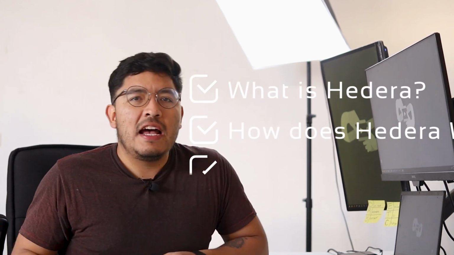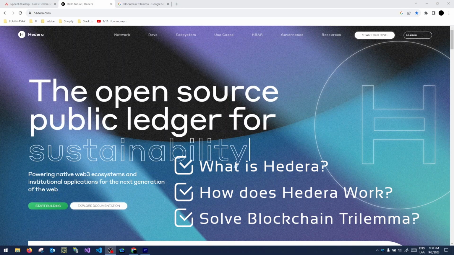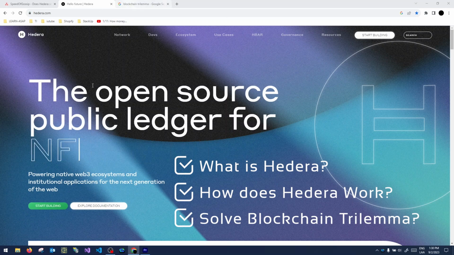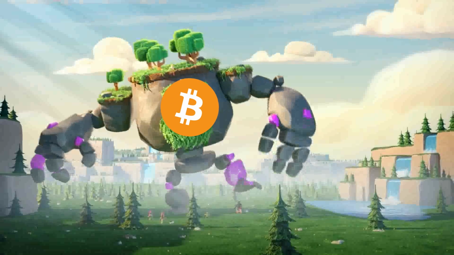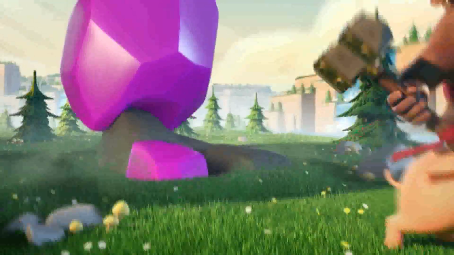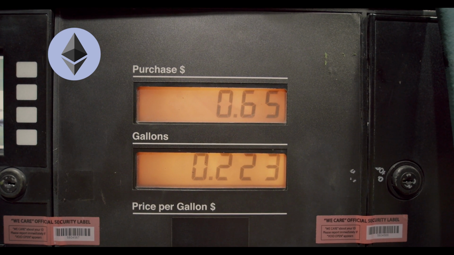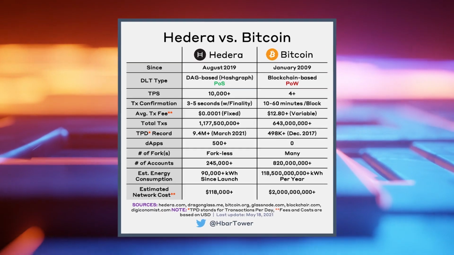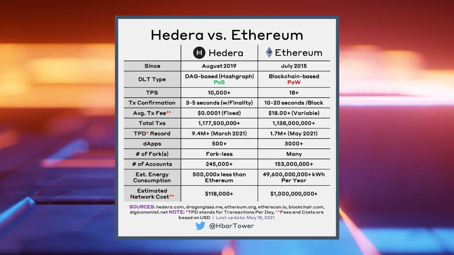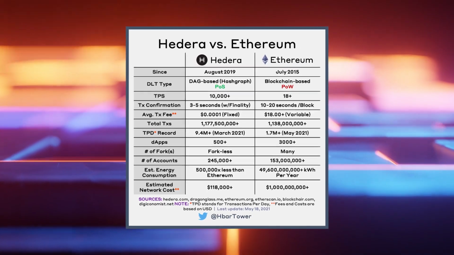In this video, we will be discussing what Hedera Hashgraph is, how it works, and most important, has Hedera Hashgraph solved the blockchain trilemma? So the problem we saw with Bitcoin was that it's very slow, and the problem with Ethereum is that it's very expensive. Hedera Hashgraph is an alternative that is not only faster, but it is also very cost effective.